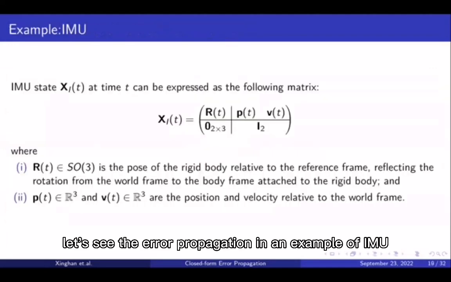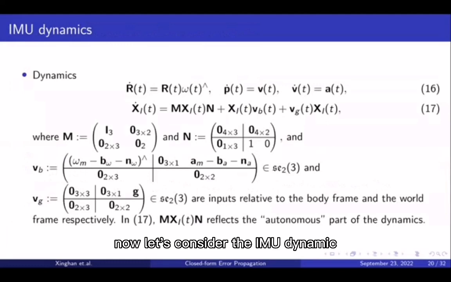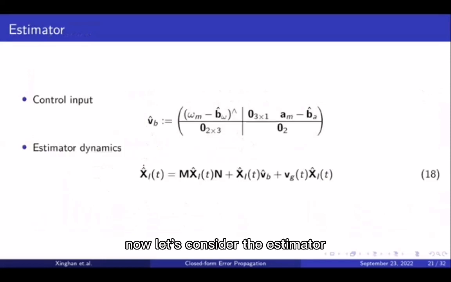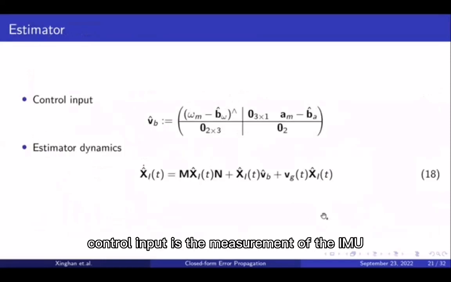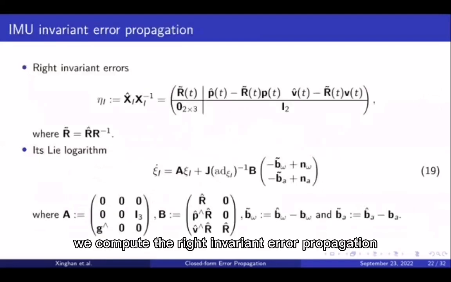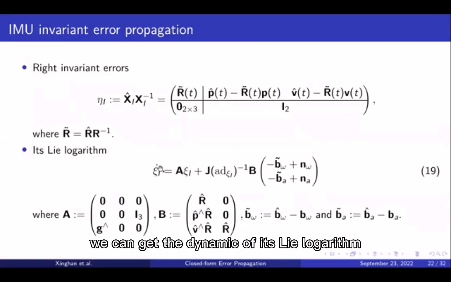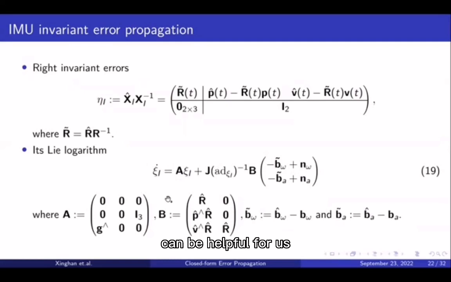Now let's see the error propagation in an example of IMU. The IMU state can be modeled as a state in the group. Now, let's consider the IMU dynamics. It can be written as this equation. Now let's consider the estimator. The main difference is that the control input is the measurement of the IMU minus the estimated bias. We compute the right invariant error propagation. We can get the dynamics of its Lie logarithm. This error dynamics can help us compute the propagation covariance.